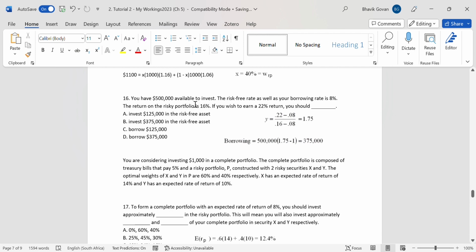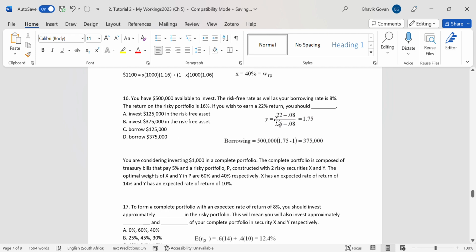You have 500,000 available to invest. The risk-free rate as well as your borrowing rate is 8%. The return on the risky portfolio is 16%. You wish to earn a return of 22%. You should, and then they give a whole bunch of options.